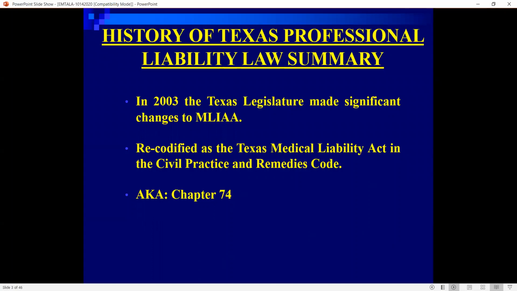Towards the end of 1999 and the first part of 2000, 2001, leading up to the 2003 legislative session, there was a big push by the healthcare providers to recodify and tighten up some of the loopholes in the 4590i statute that should make it more difficult for a party to bring forth a lawsuit against healthcare providers. And so in 2003, laws were changed into the Civil Practice and Remedies Code, Chapter 74, which the law is now often referred to as the Chapter 74 Healthcare Law.